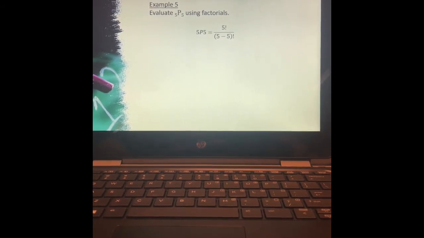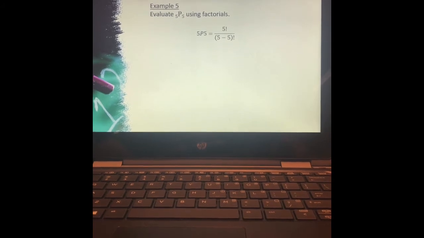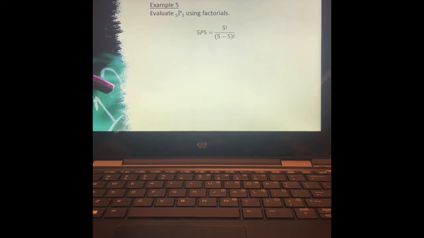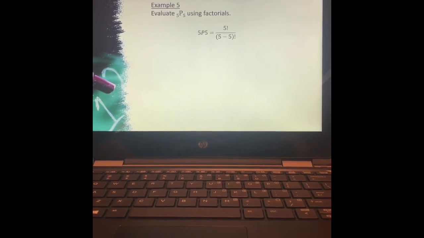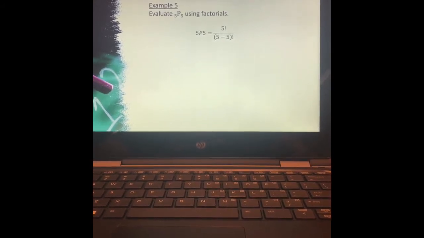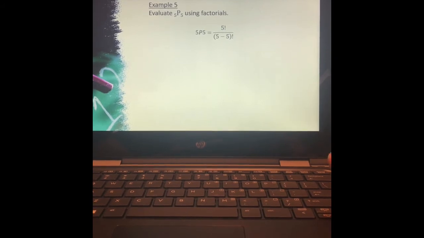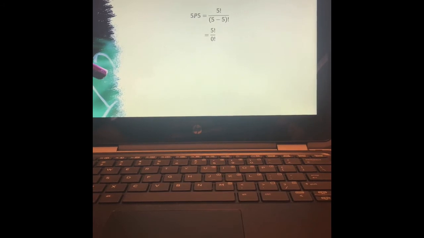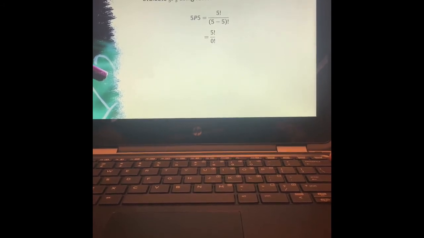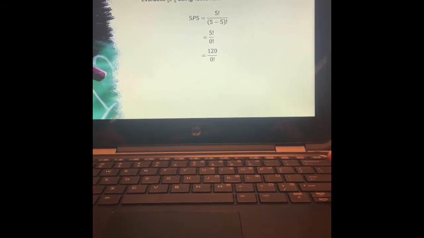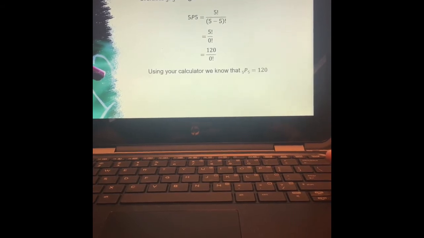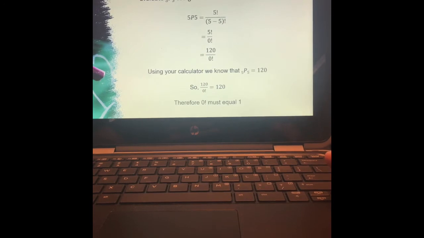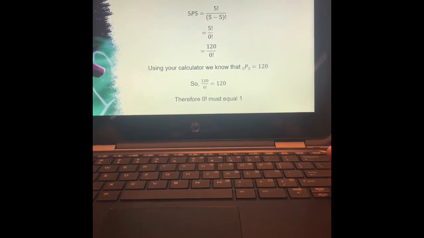Now take a look at that denominator, 5 minus 5 factorial. That is equal to 0 factorial. What is our rule in mathematics? You cannot divide by 0. So 0 factorial has to equal 1. 0 factorial must equal 1.